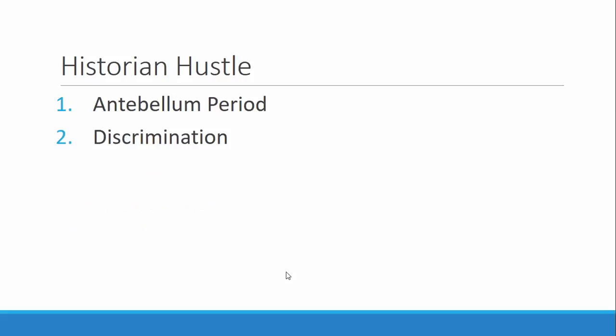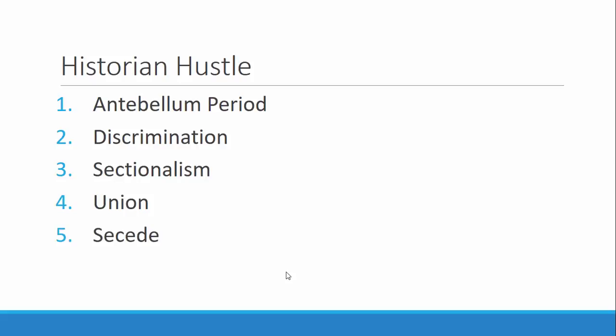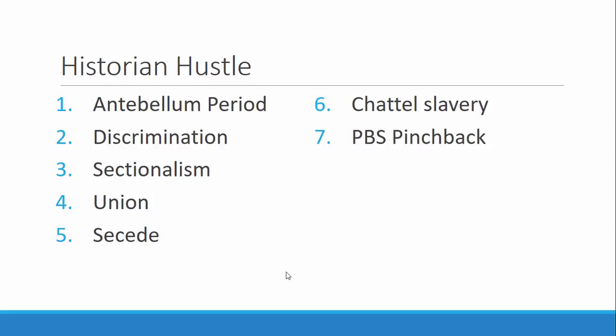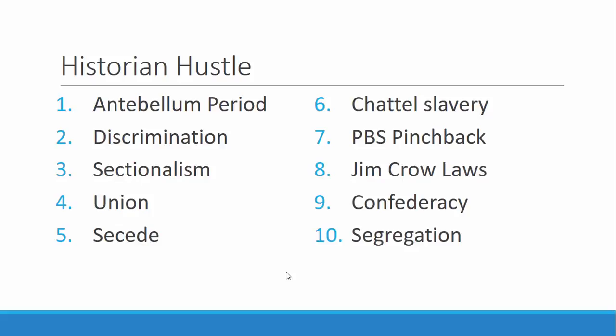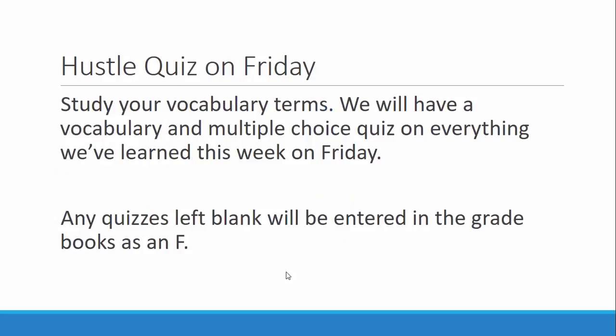Number 1 was antebellum. 2 is discrimination. 3 is sectionalism. 4 is union. 5 is secede. 6 is chattel slavery. 7 is PBS Pinchback. 8 is Jim Crow laws. 9 is Confederacy. And 10 is segregation.